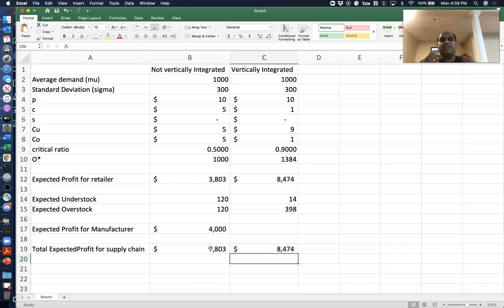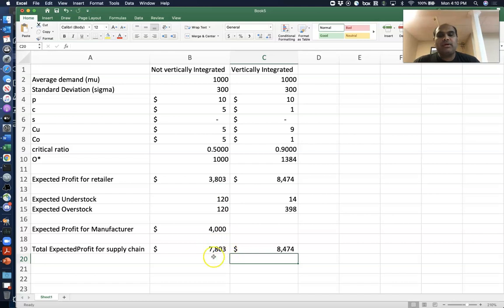But obviously, let's say that they are two separate companies. Let's say that the manufacturer is different and the supplier is different. That's the reality. If that's the case, can the manufacturer and the retailer do something together so that they can make more than $7,803? They will never be able to make $8,474. They will never be able to approach this completely, but can they make, say, $8,000 together, or can they make $8,100 together, or some number higher than what they're making right now, in such a way that both companies make more money?